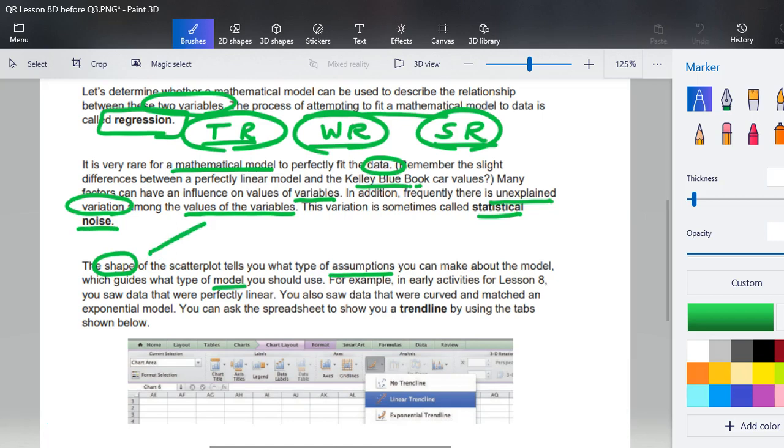Is it going to be linear? Is it going to be a parabola? Is it going to be exponential? What's going on here that we want to pick for the data? And I'll show you where that is in Excel. You also saw data that were curved and matched an exponential. And we saw some perfectly linear. We're going to talk to the spreadsheet and ask it to find us a trend line, and we're going to use the tabs as you see here, and I'll demonstrate those in just a minute.